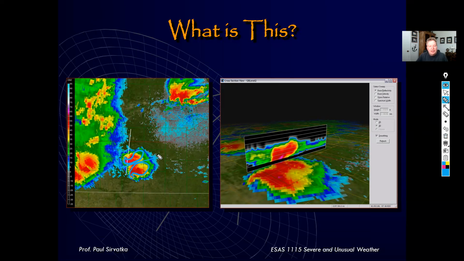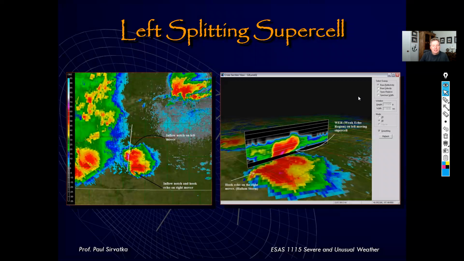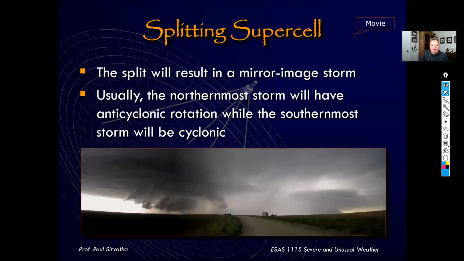Now, the storm is actually splitting, and when you get a splitting storm, you tend to get an anticyclonic storm to the north, and then a cyclonic storm to the south. And that's what this looks like, but you can see the weak echo region. So that's still a pretty significant storm. You can take a look at that one.